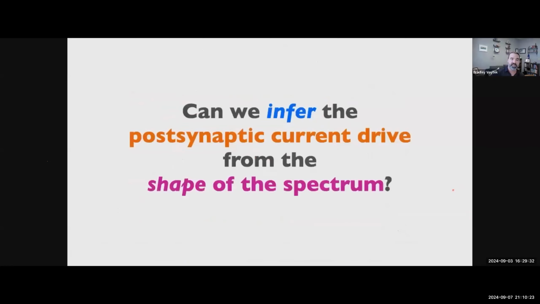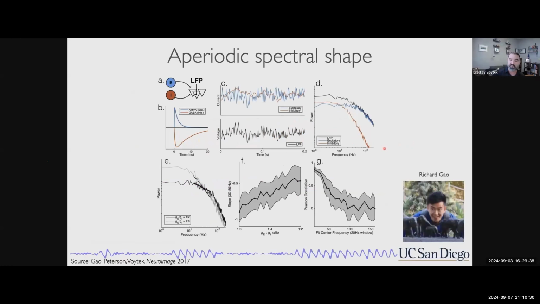So that leaves the question of, can we infer the postsynaptic current drive from the shape of the power spectrum. So former grad student in my lab, Richard Gao, published this paper in 2017 in our lab showing that if you do the same kind of model that Kai Miller had done, but now you have these asynchronous AMPA excitatory currents, as well as these inhibitory GABAergic-like currents. You see here that these are the currents in the time domain. They integrate with this asynchronous spiking to here in C.